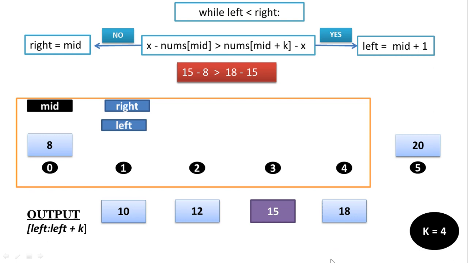I hope you understood how we are using the pointers and the window to calculate the range of our output. We are iterating until left is less than right. And as soon as this condition is not satisfied, we know that we have found our range, which will help us to deduce the answer or the output, which is given by slicing the list from the left index until the left plus kth index, such that the left plus kth index will not be included.